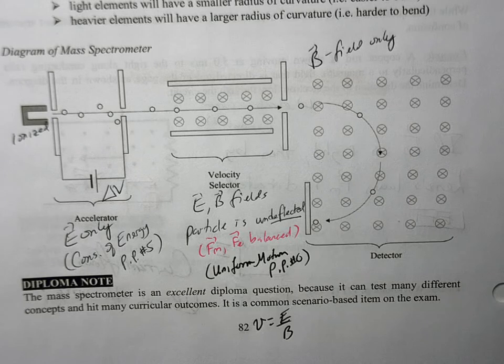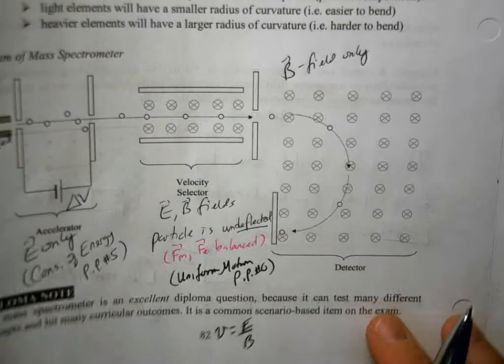These mass spec questions are absolutely excellent on the diploma exam, because they could cover a wide variety of curricular outcomes. You could easily have about 10 of 50 questions on the diploma be a mass spec. So be ready for them. We're going to look at a couple of examples. So we're going to start with one right away here.